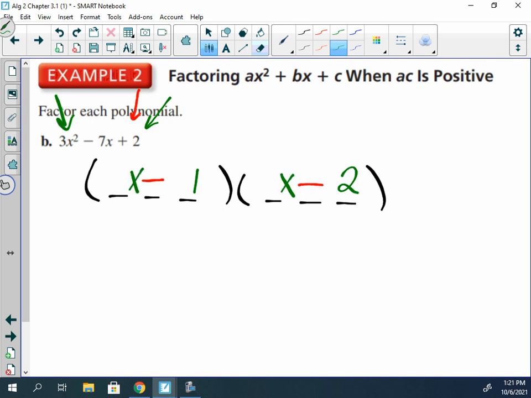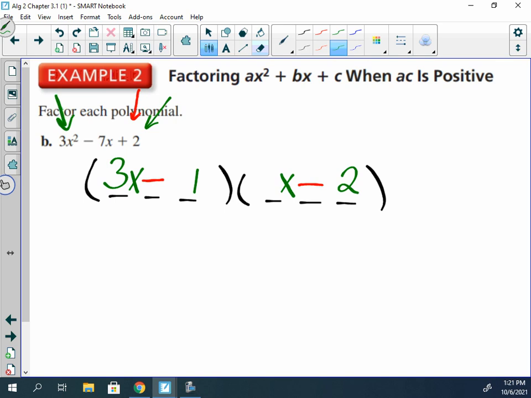1 and 3. And we do just have x and x. Because 3x squared, the 3 is prime, so the only two things that multiply together to give me 3 are 1 and 3. The only thing that's multiplied together to give me x squared is x and x, so that sets 3x and x.